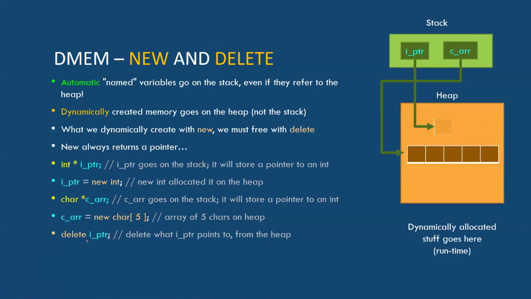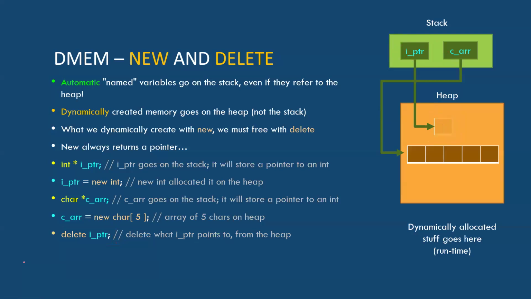So if I say delete iPtr, that means delete what I am pointing to. Notice I'm not deleting this. This was very confusing to me for a long time. Delete iPtr looks like I'd be deleting this, but I'm not. Delete says follow the address here of what it points to and get rid of that thing. Okay. That's what delete is doing. These things only go away when they go out of scope.